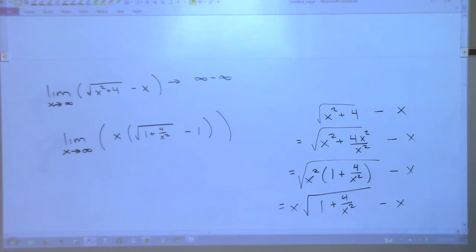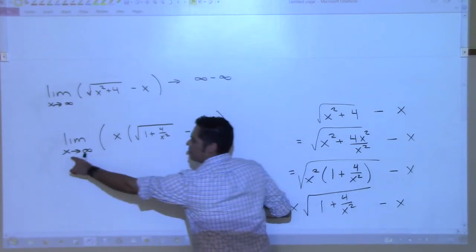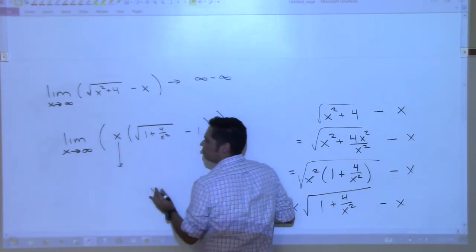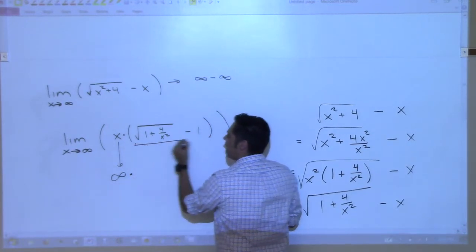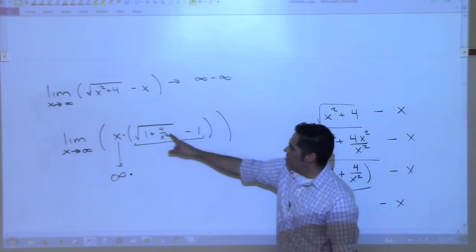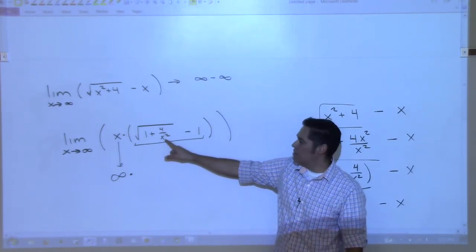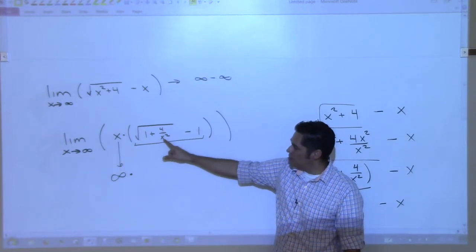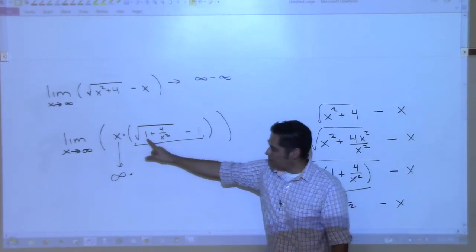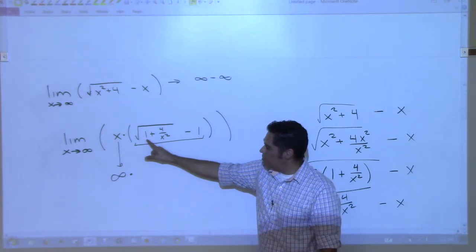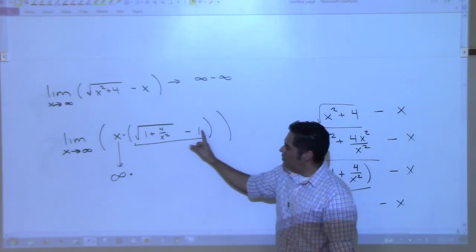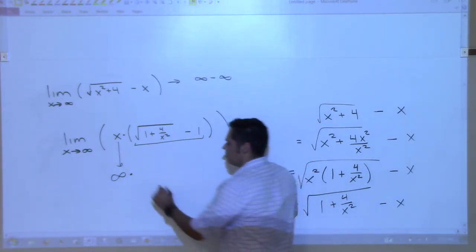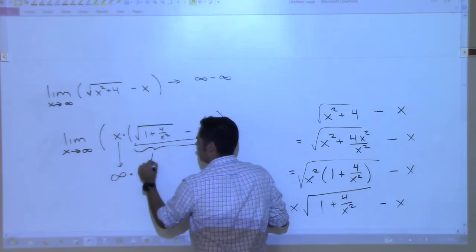Now, why in the world is that good? Why would I want to do that? Well, look at this. Let's let x go to infinity. Where does that go? Infinity, right? Times, now where does that go as x goes to infinity? What's 4 over x squared headed to? 0, right? And then I get the square root of 1, minus 1. So what's this headed towards? 0. That's actually bad.